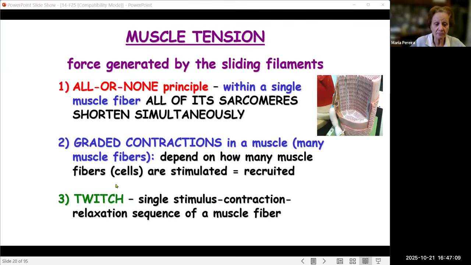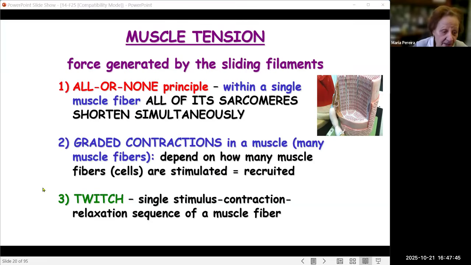So it depends on how many muscle fibers, these are cells, are stimulated. Remember that one muscle has many, many muscle fibers. So the type of movement depends on how many muscle fibers are going to be activated, so we say are recruited for movement. In the muscle, if you have 10 muscle fibers and only 2 are recruited, the movement is going to be much lesser or smoother than if you activate 10 muscle fibers.